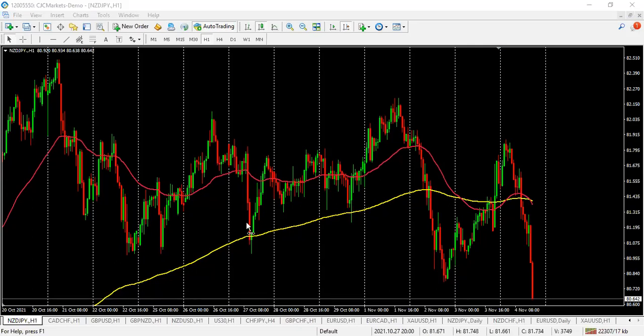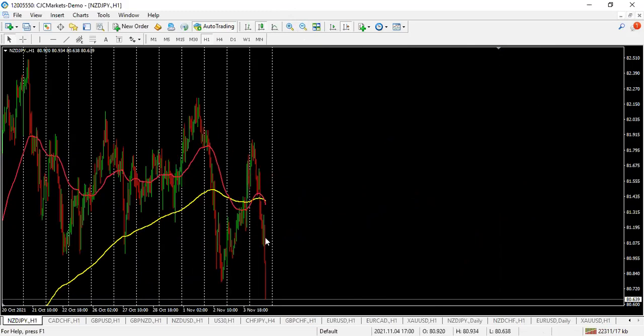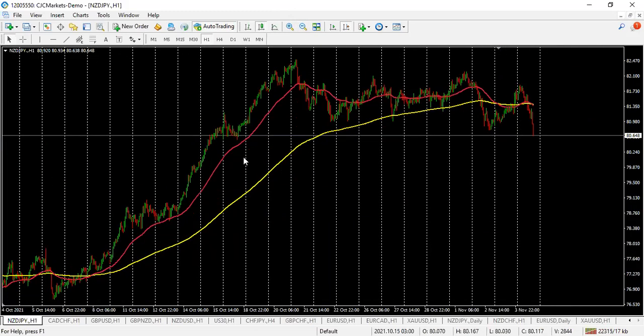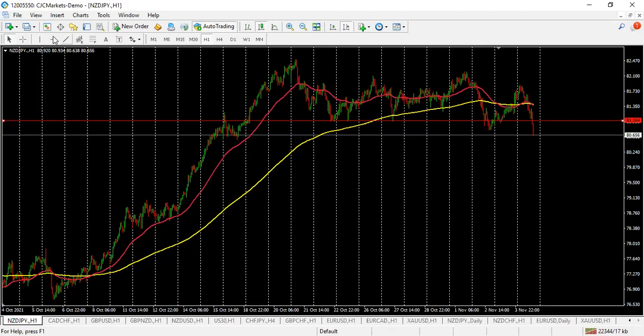Okay, someone said sideways. Okay, good. Look at this on a 1 hour time frame. Yes, it's a sideways market. But if you look at this, we can see that price has broken the moving average downward.